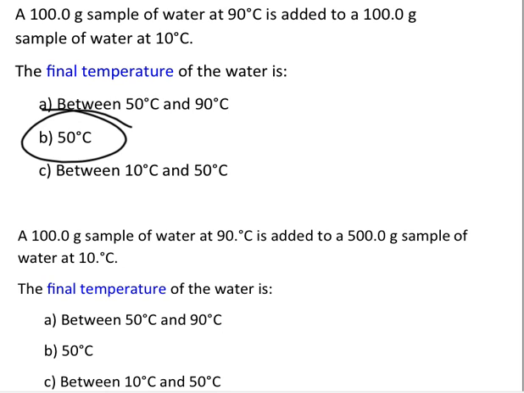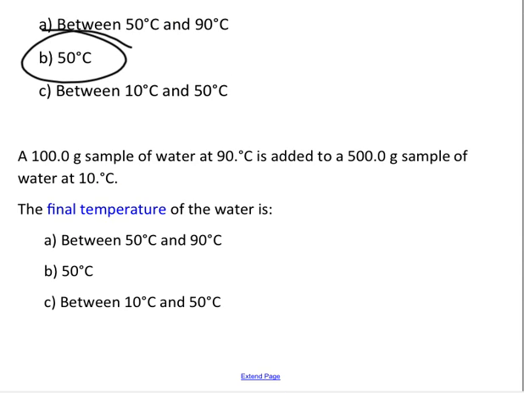So this next one. A 100-gram sample of water at 90 degrees Celsius is added to a 500-gram sample of water at 10 degrees Celsius. So we have a lot more of the cold water, so we know it can't be the average of the two. So what are our options? It's C. Why is it C, Rui? Well, because there's more of the cold, and because they have the same specific heat, it's going to lean more to the colder area. Exactly.